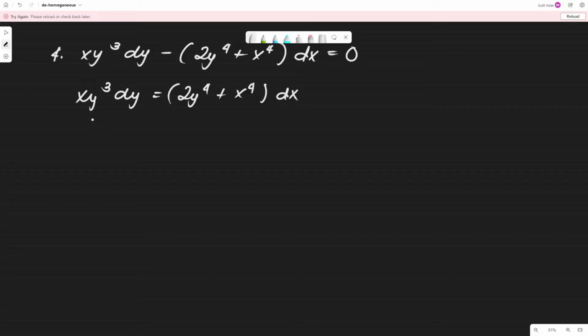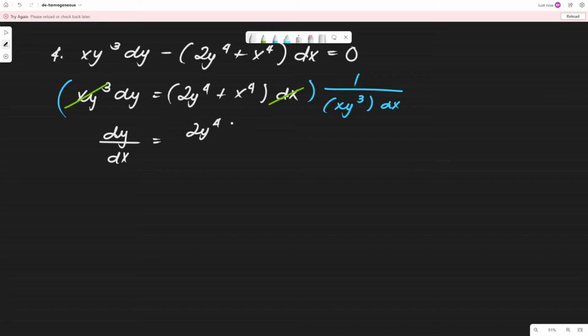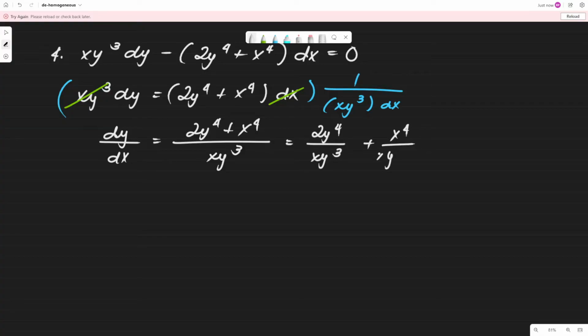Then, multiply natin both by 1 over xy cubed dx. No, para ma-cancel yung mga hindi natin kailangan. Ito, tsaka to. So, we will have dy over dx is equal to 2y to the fourth plus x to the fourth over xy cubed. Okay? So, pwede na natin to i-manipulate. So, we have 2y to the fourth over xy cubed plus x to the fourth over xy cubed.